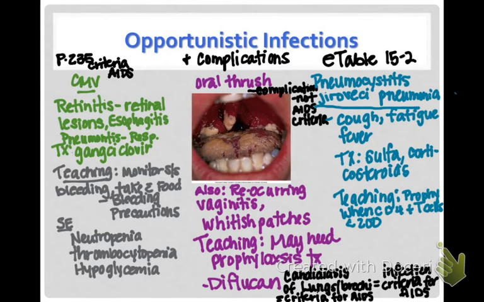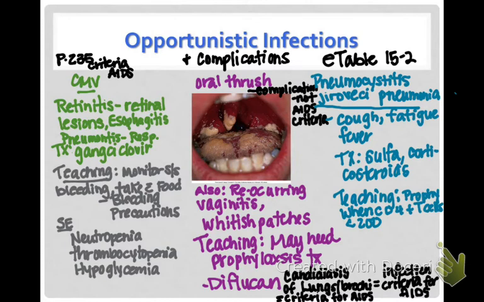Thrush is candida, right? And it can be reoccurring. You see the whitest patches. As far as teaching goes, they may need prophylaxis, Diflucan. But when it gets more serious and you get candida in the lungs and the bronchi, and it turns into more of an infection, that becomes more of an infection. Otherwise, it's just a complication, just an aggravation. But it can progress, and that is more of your AIDS criteria, once it progresses into an infection.